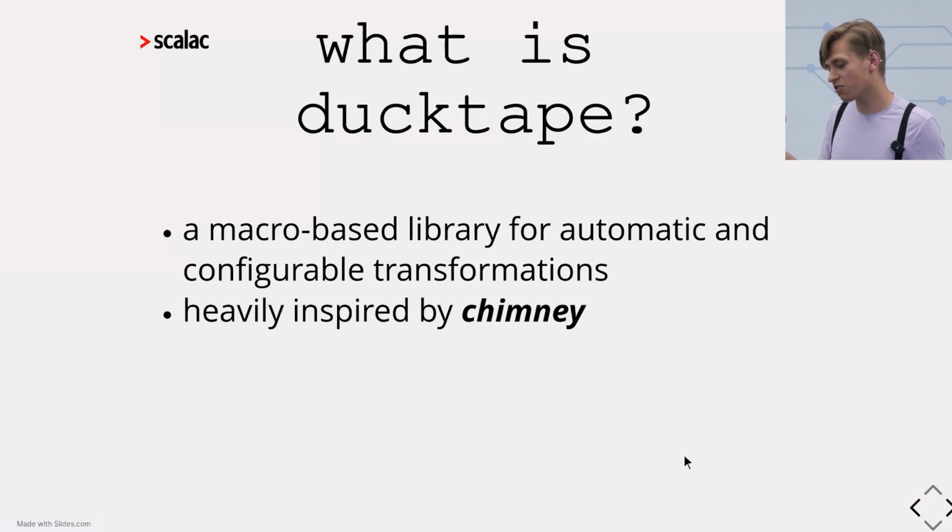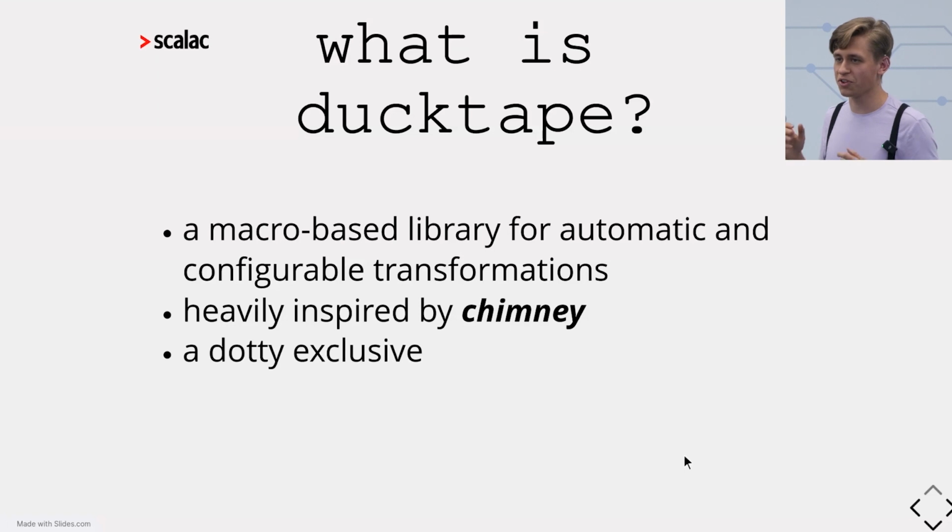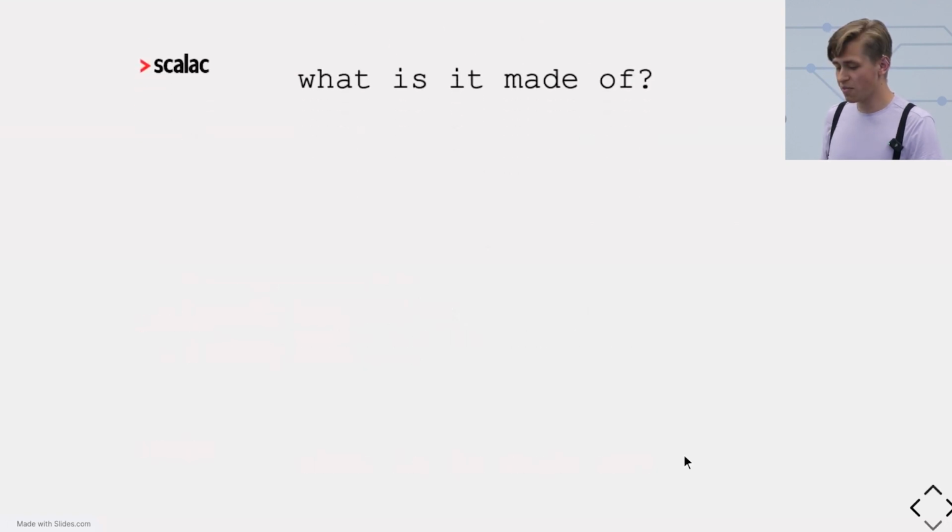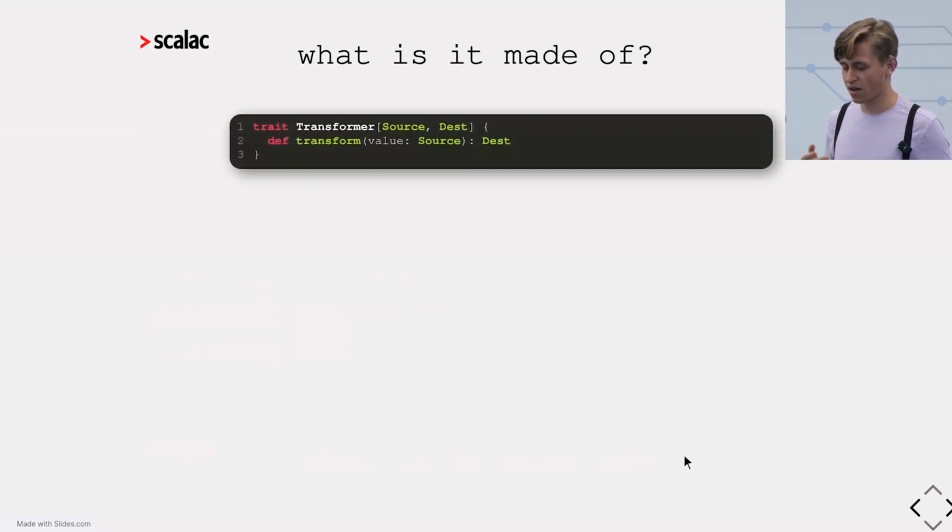And what is Chimney? Chimney is also a Scala library for boilerplate-free and type-safe data transformations. So yeah, ducktape is really a slightly different take on things first presented in Chimney. And also ducktape is Scala 3 exclusive. What that means for me is I get to use all the really nice macro things in Scala 3 and don't have to really worry about Scala 2. So yeah, I guess that's nice, at least for me. So what is it made of? It's made of type classes mainly, like one type class in particular. It's called Transformer.